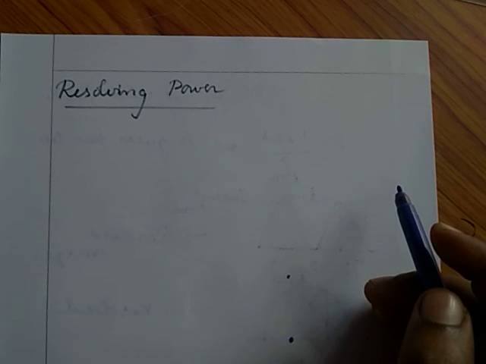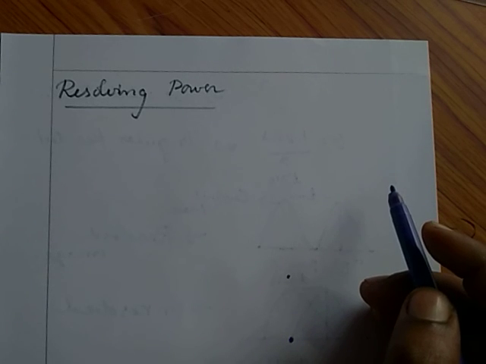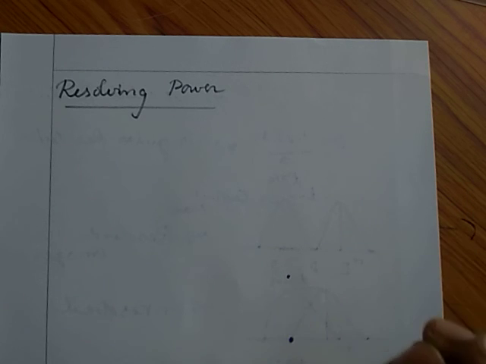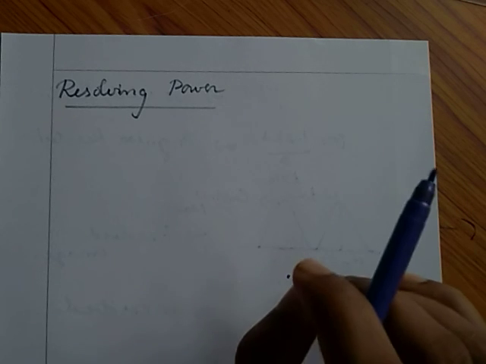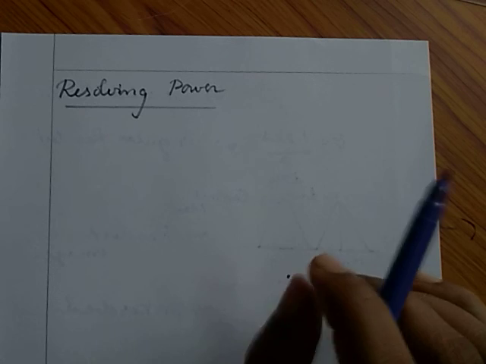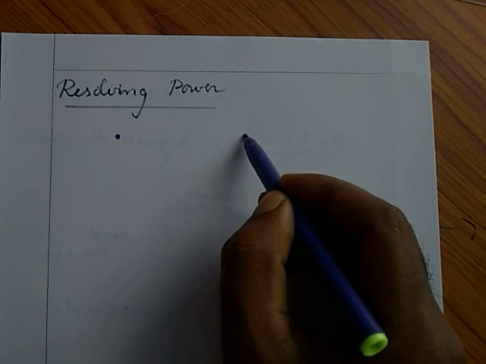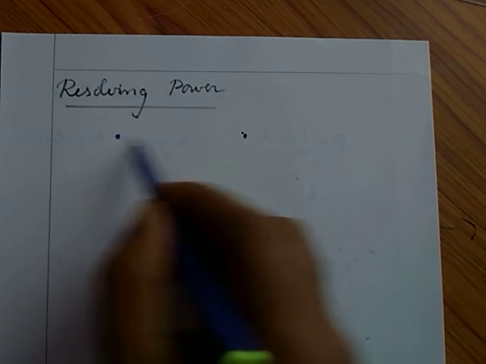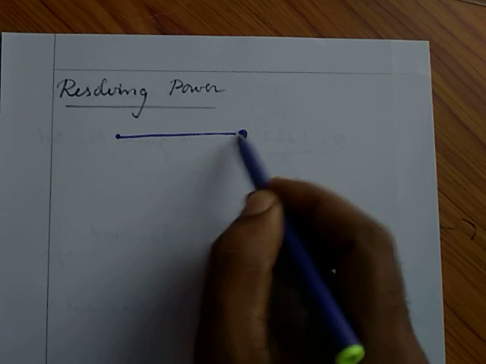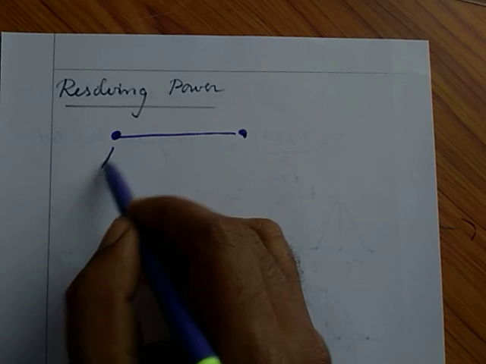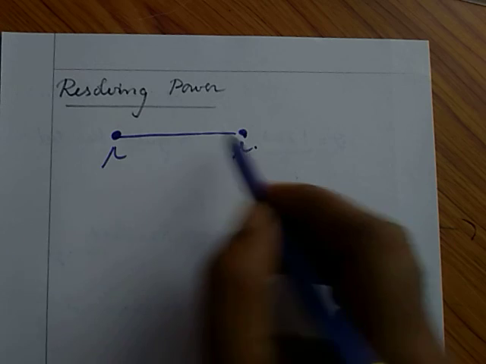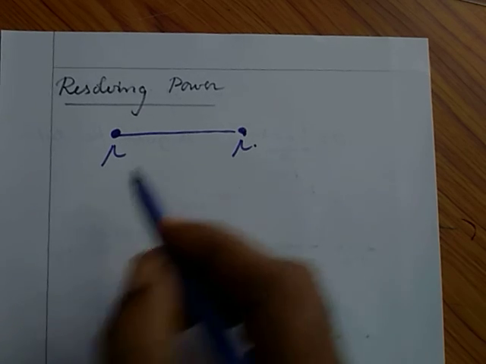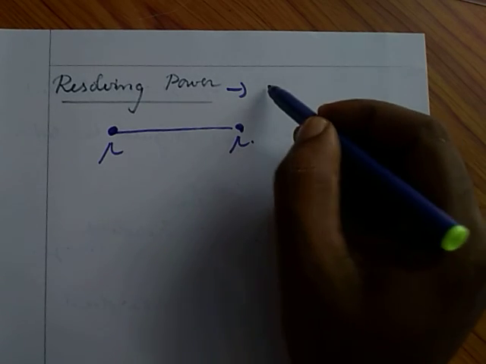Then let me see what resolving power is. Resolving power is important for optical instruments. Resolving power is the ability of an optical instrument to distinguish two objects, that is, to separate the maxima of the two objects. That is known as resolving power.